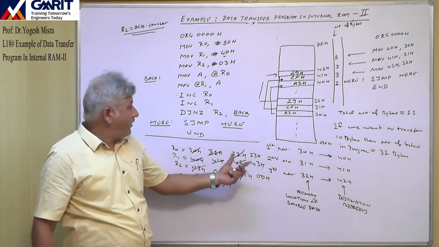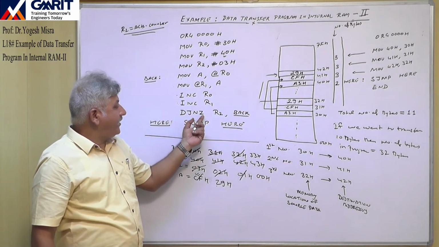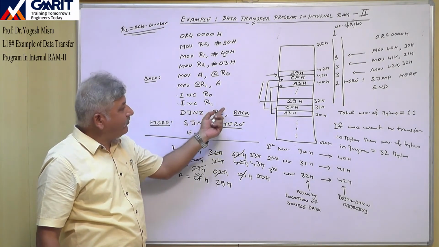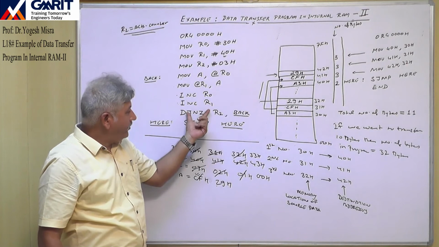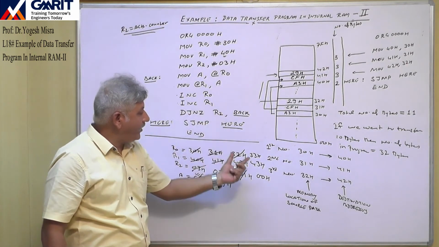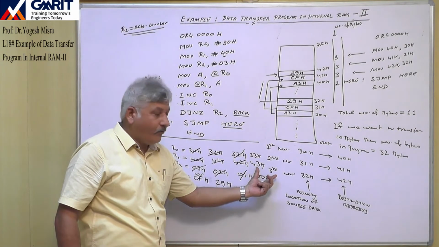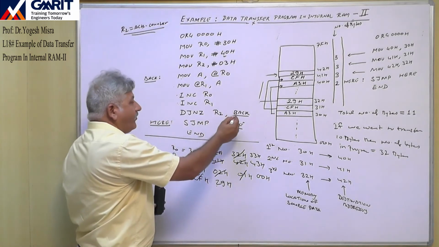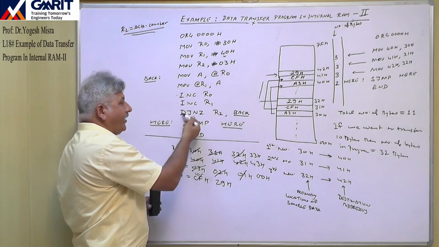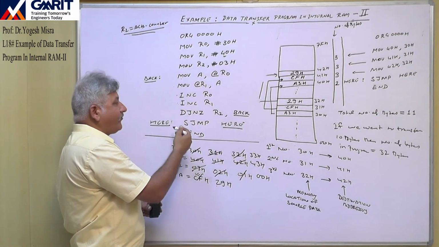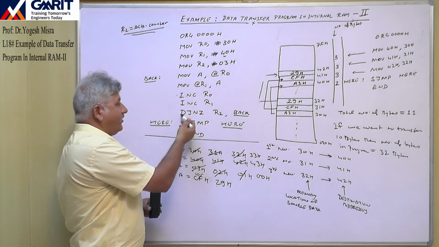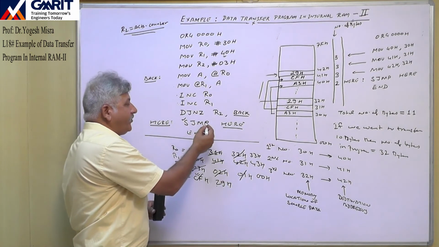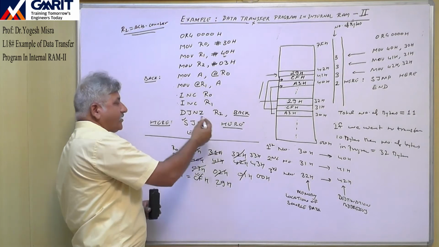So now DJNZ, decrement, jump if not 0. If R2 is not 0, then only you have to jump. But right now, due to the decrement, R2 has become 0. If it is 0, then the controller will not jump. It will come out of the loop and execute the next instruction written after DJNZ. So the program will come out and this instruction will be executed. SJMP here. Now the controller will execute this instruction only.